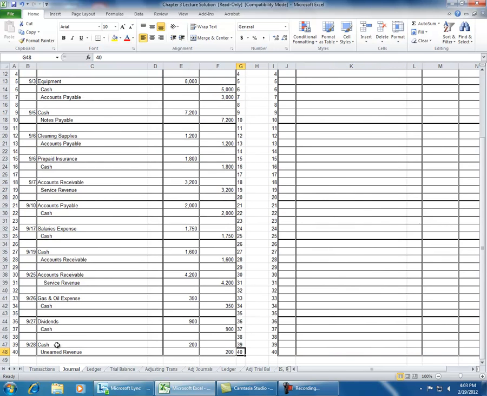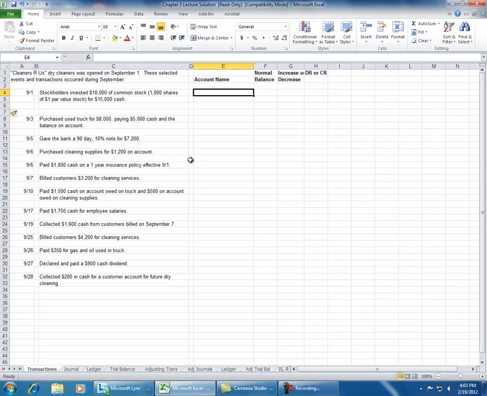in a chronological order. But let's just take a few minutes to review some debits and credits and walk through how we can look at these different transactions and translate that into a journal entry. So on the first one, on September 1st, stockholders invested $10,000 of stock for $15,000 in cash. So first we'll think of all of the accounts that would be affected by this transaction. Cash is coming in. We're going to have common stock for the par value of the shares, and the additional amount will hit additional paid-in capital.